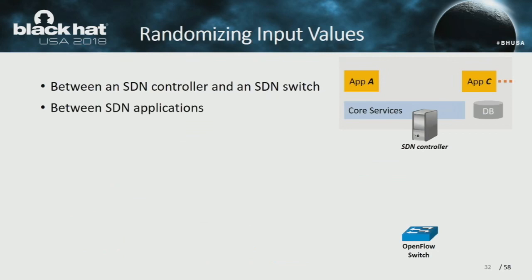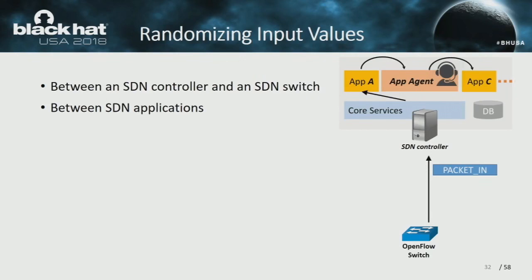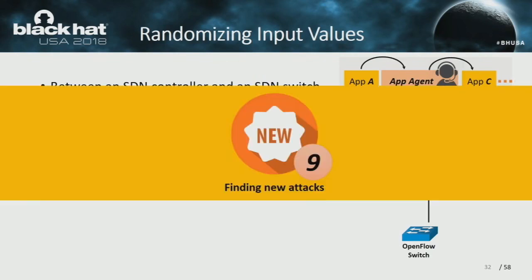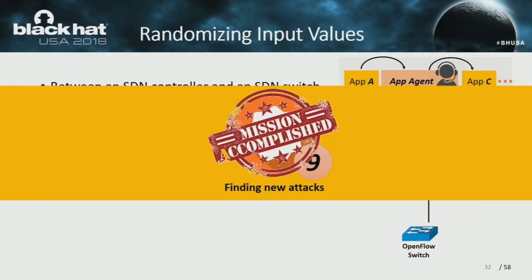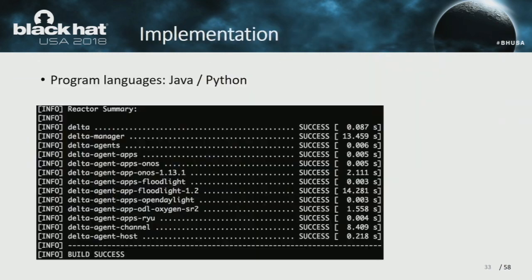And also, the application agent can randomize the contents of the ongoing SDN control messages passed among multiple SDN applications in the target controller, so that the other applications could be in a chaotic state. From those randomizations, we have found 9 new attack cases that will be demonstrated in later slides. So Delta can achieve the second design goal, that is, finding new attacks.